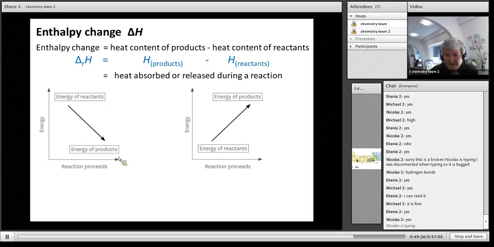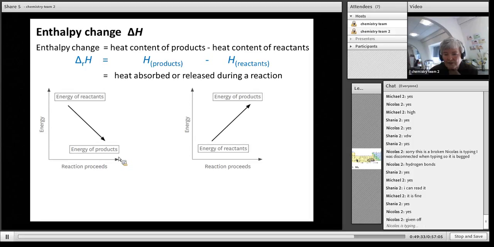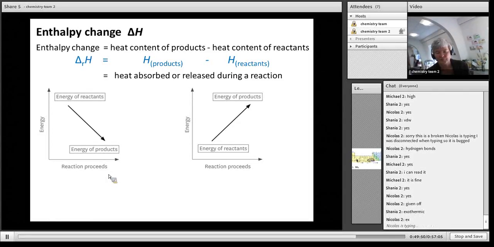Anybody want to have a guess? Given off. Correct. Because I had lots of energy, now I don't. It's got to have gone somewhere, so it's been given off. So is this an exothermic or an endothermic? You can just type EX or EN. Exothermic, great.